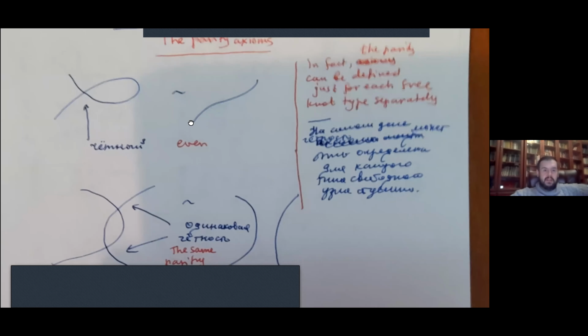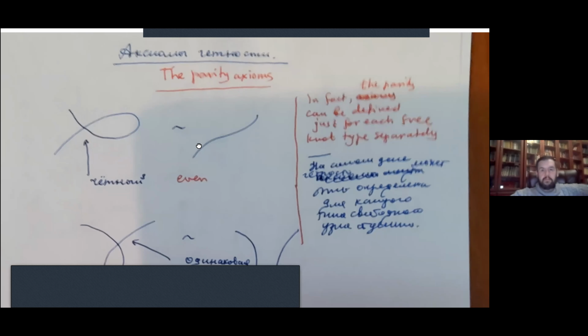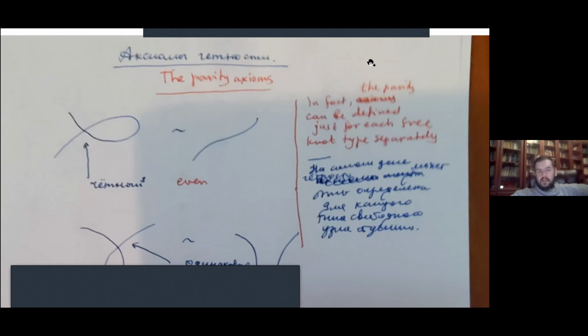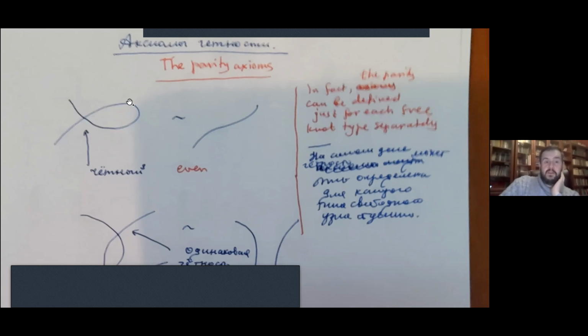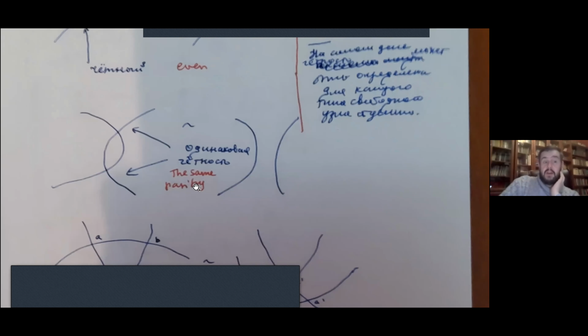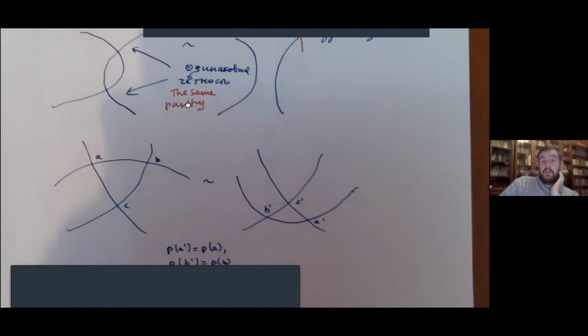So actually, I'm going to pass to the proof of that theorem, and before proving, I want to look at the parity axioms. Я хочу доказать аксиому четности. На самом деле, вот некоторое замечание, что четность, которую я буду использовать, можно определять отдельно для каждого типа узла. So here are the axioms, and here are actually the properties I'm going to use when proving the main theorem.